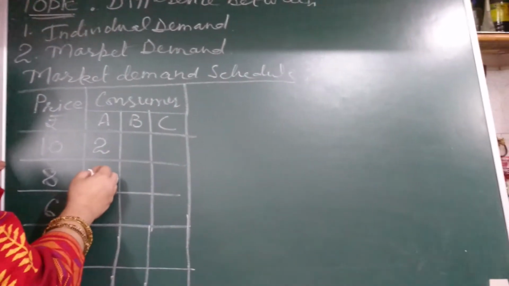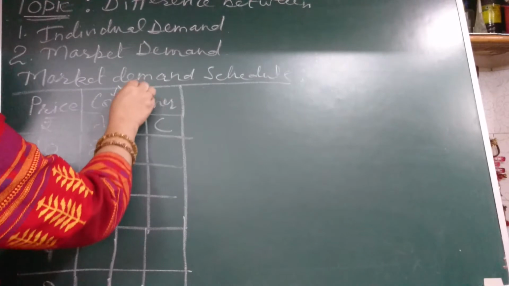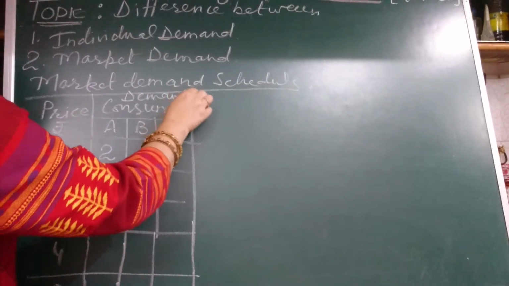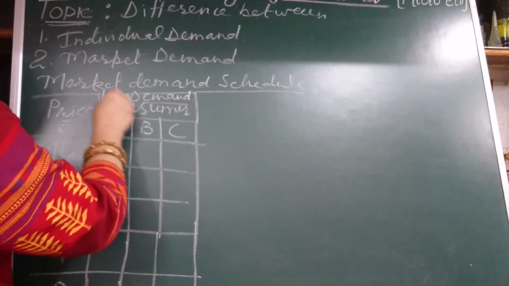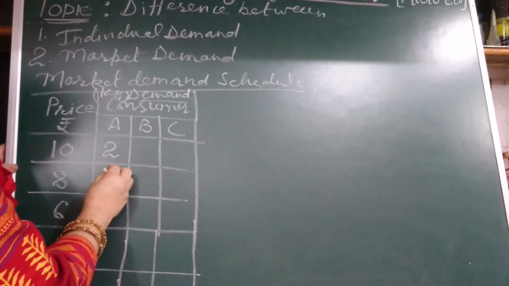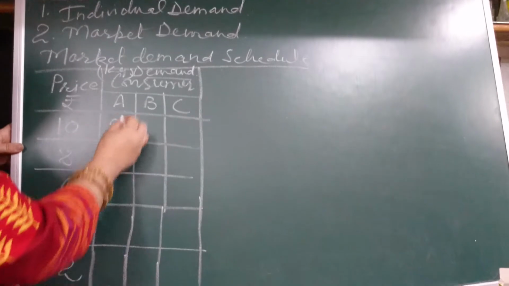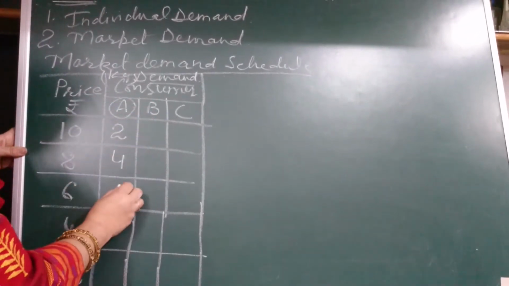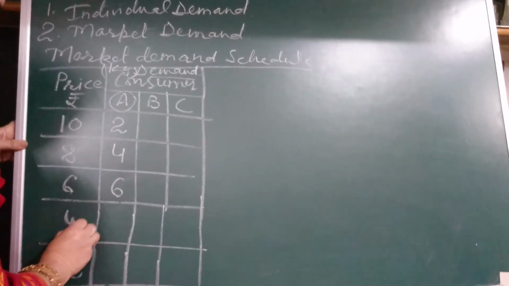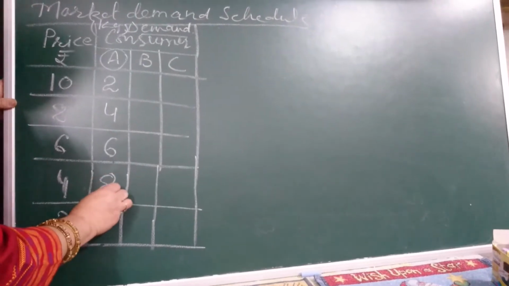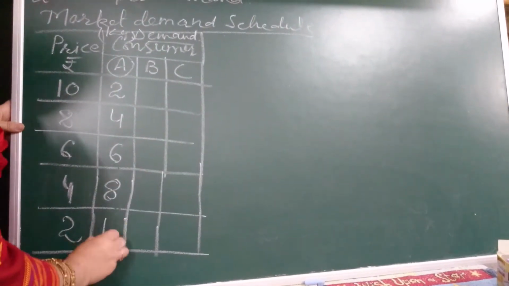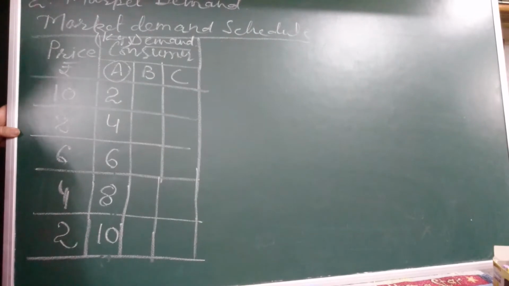kilograms of a particular commodity. This is demand in kilograms. At the rate of 8 rupees, demand increases by 4 kilograms. At the rate of 6 rupees, consumer A's demand increases by 6 kilograms. At the rate of 4 rupees, demand extends to 8 kilograms. And at the rate of 2 rupees, A consumer's demand extends to 10 kilograms.